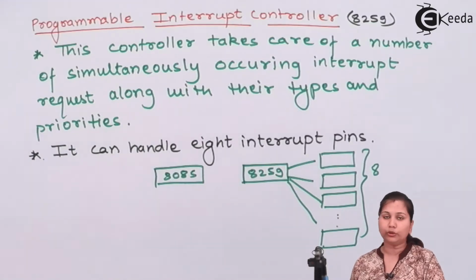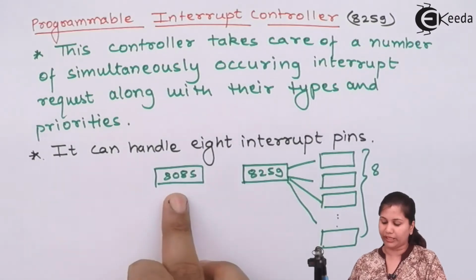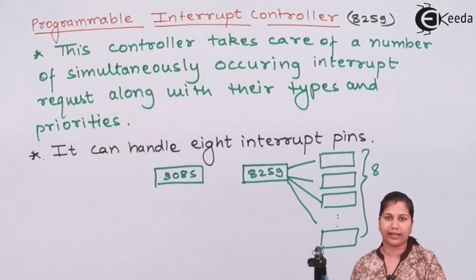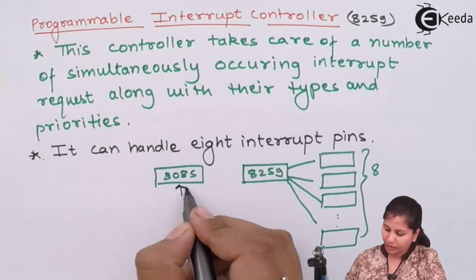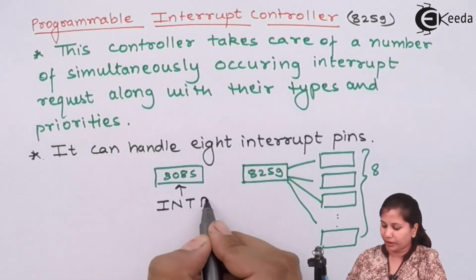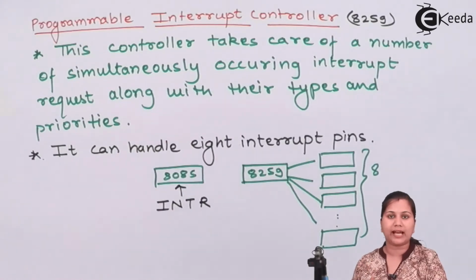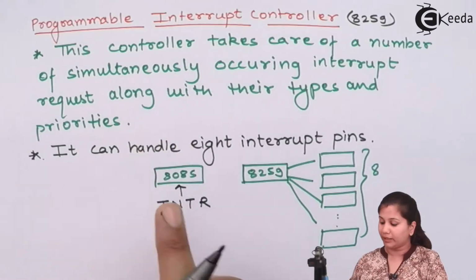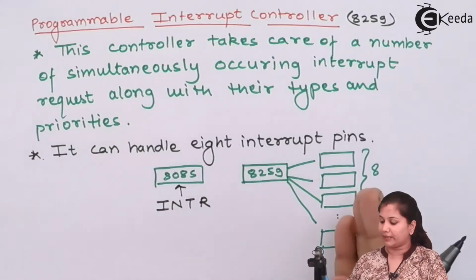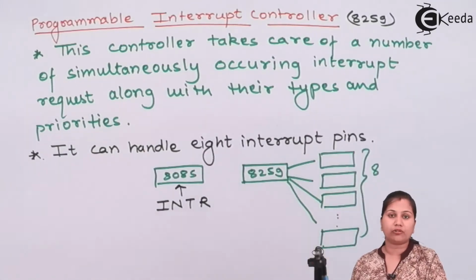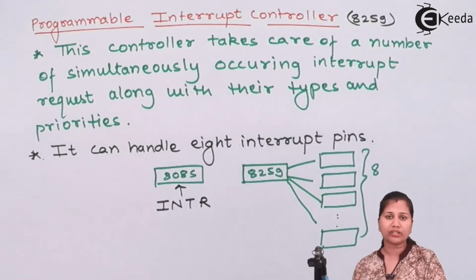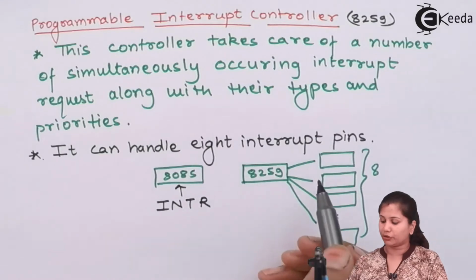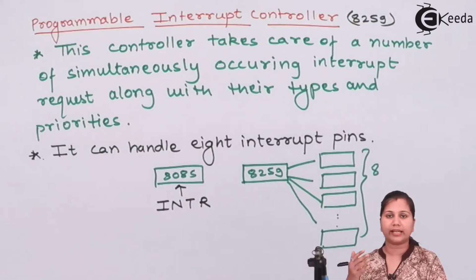This is similar to what we had earlier for 8085, the INTR line, the interrupt request line. So only one device can communicate with 8085. But if we are using 8259, then 8 interrupt requests can be handled by the 8085. This 8259 will decide the priority, which interrupt request has the highest priority, so that interrupt request will be accessed first, then second, then third. In this way the priority is decided.